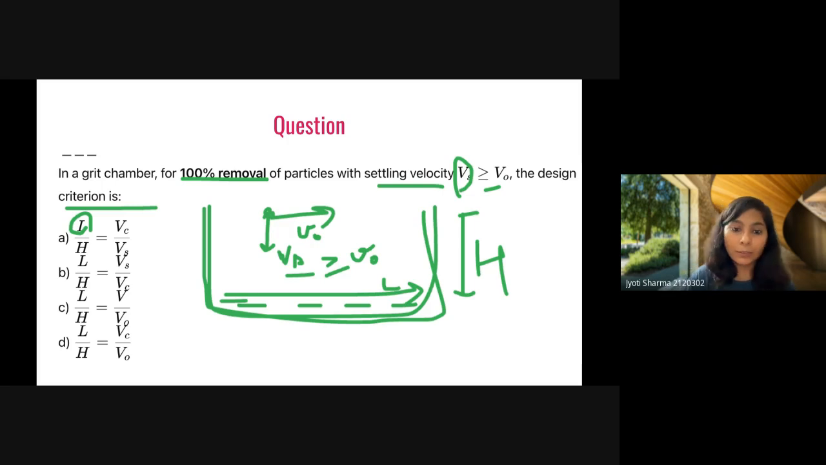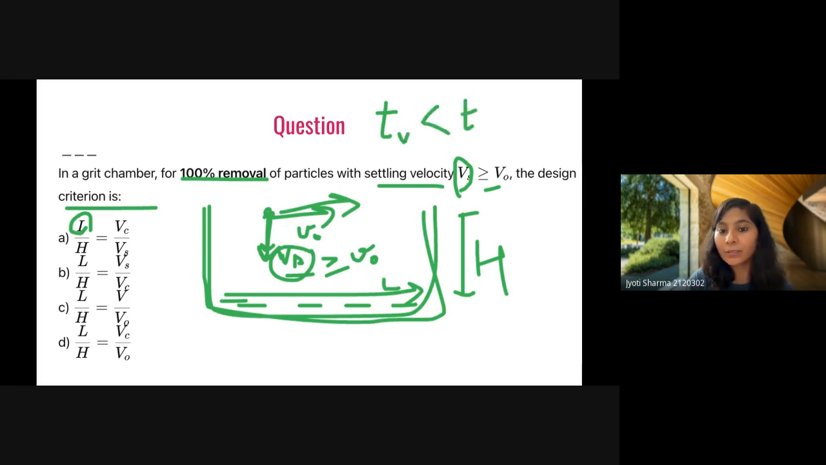As I told you, just assume this is your horizontal flow, and this is your vertical flow. The time taken in the vertical direction should be less than the time taken in the horizontal direction, right? Because this is the only way by which we can settle, because the time to settle down in the vertical direction is less compared to the horizontal direction.